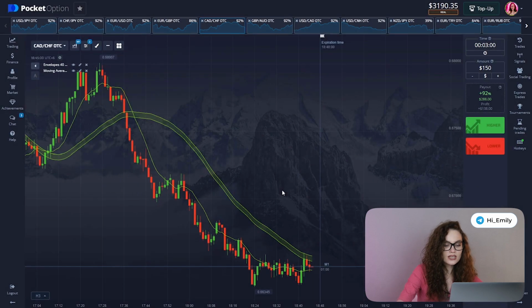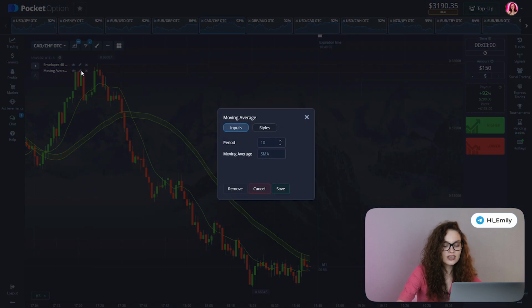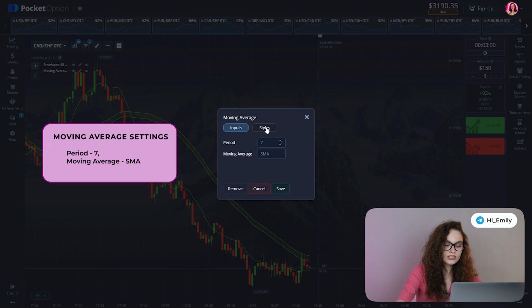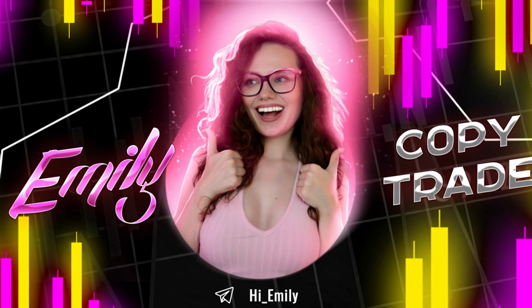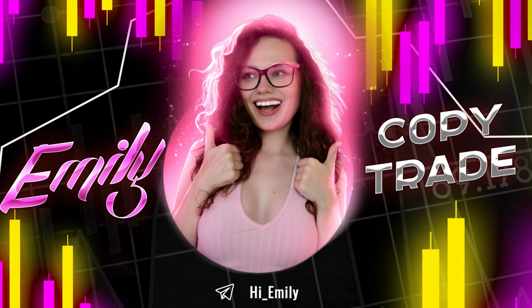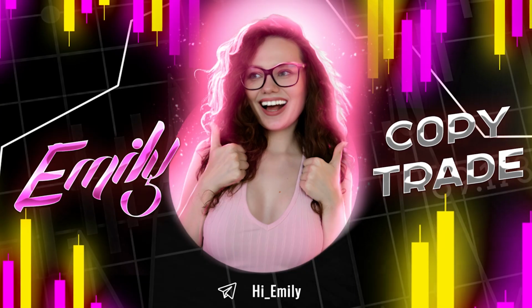Then we set up the second moving average indicator. Period 7, moving average SMA. Click Save. So friends, we are ready to start. In this strategy we have two ideal moments to open a trade.